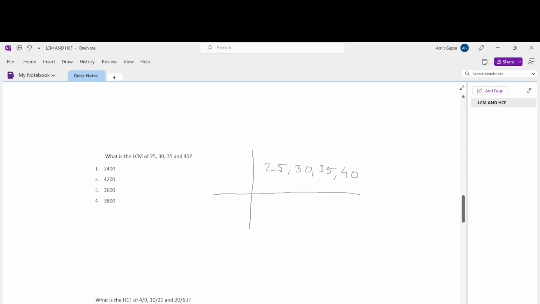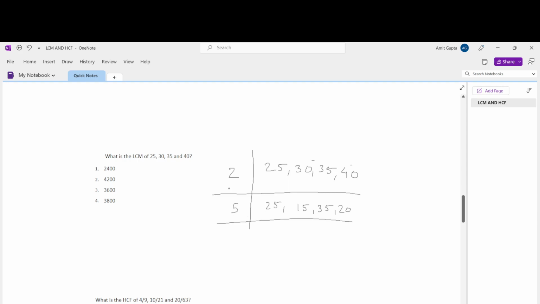We take 2 because 2 can divide 30 and 40. We need at least 2 of these numbers that can be divided by the number we write here. So 2 cannot divide 25, so we write it as it is. 30 can be divided, so we write 15. 35 cannot be divided, so it will be written as it is. 40 divided by 2 gives 20. Now the next number that can divide at least 2 of these given numbers will be 5. 3 can divide 15, but none of the others will be divided by 3 completely. So after 2 we go to 5.